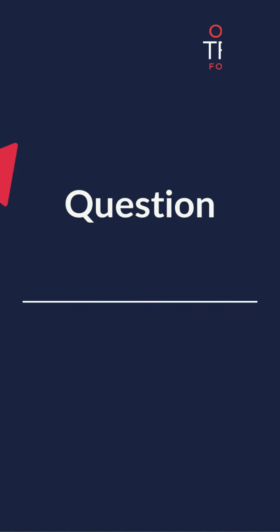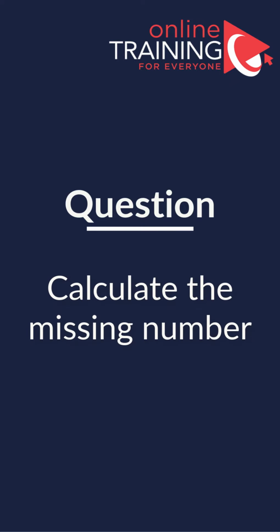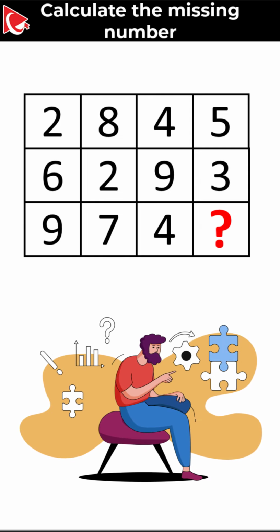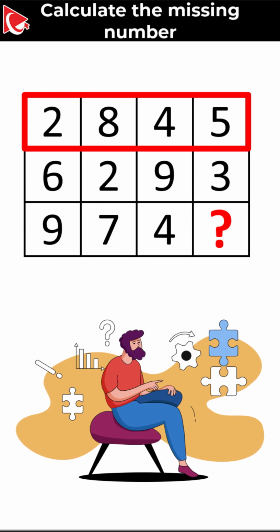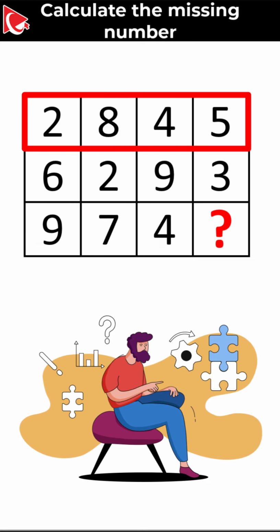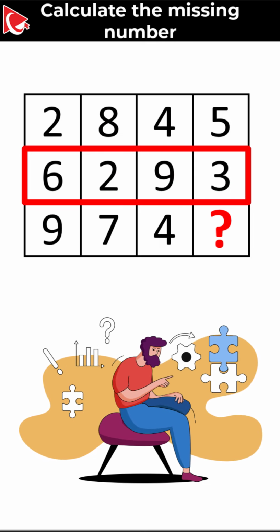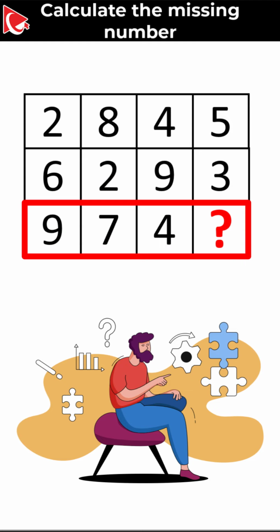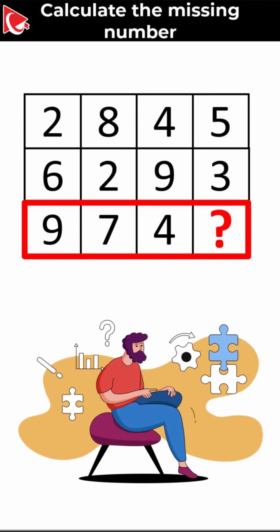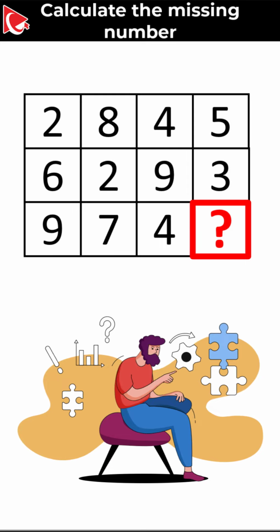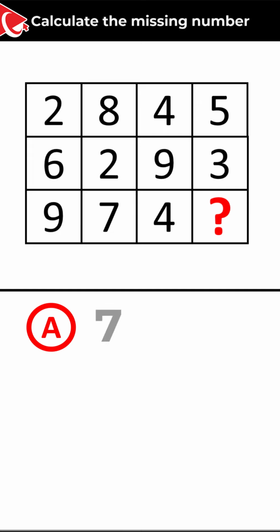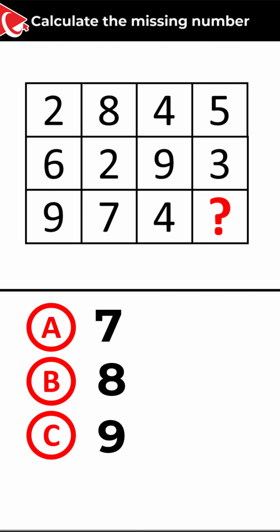Here's one of my favorite questions, which validates if you can think out of the box. You're presented with the rectangle, which contains 3 rows. First row has numbers 2, 8, 4, and 5. Second row has numbers 6, 2, 9, and 3. And the last, third row, has numbers 9, 7, 4, and then the fourth number is missing. Can you calculate it? You're presented with 4 different choices. Choice A, 7. Choice B, 8. Choice C, 9. And then choice D, 12.